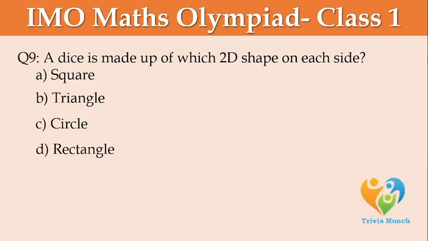A dice is made up of which 2D shape on each side? Option A square, option B triangle, option C circle, option D rectangle.